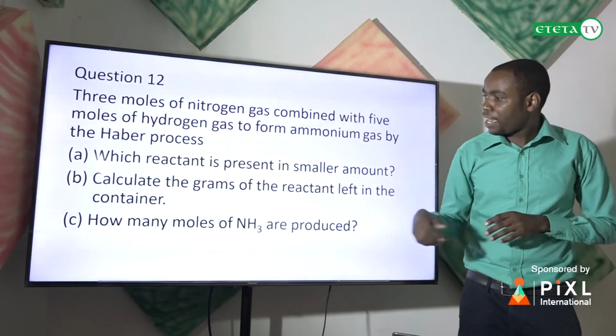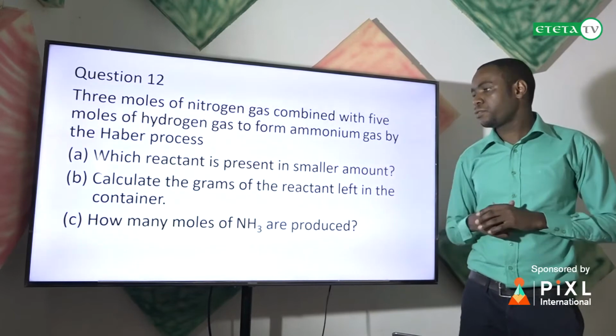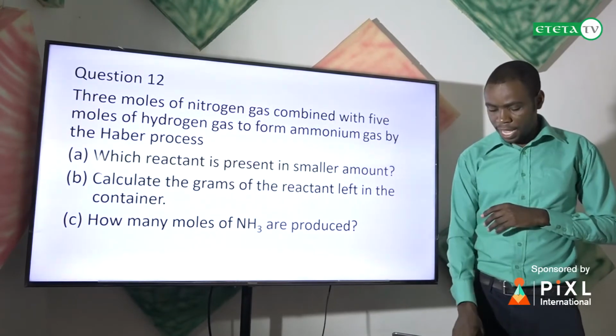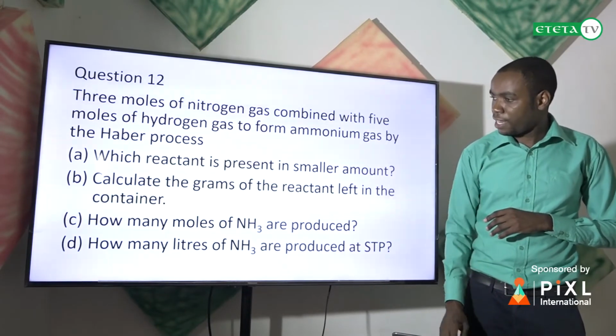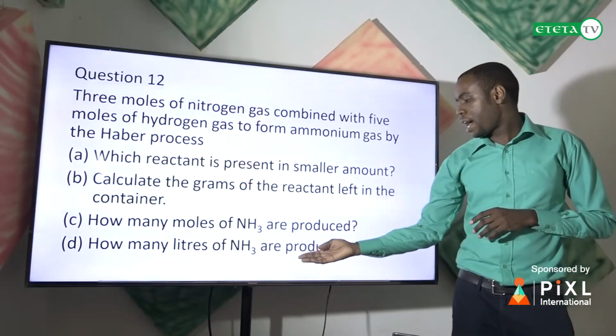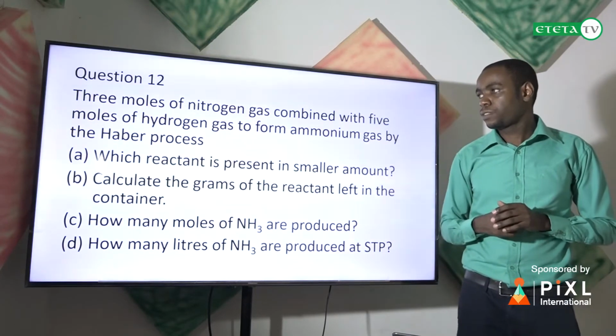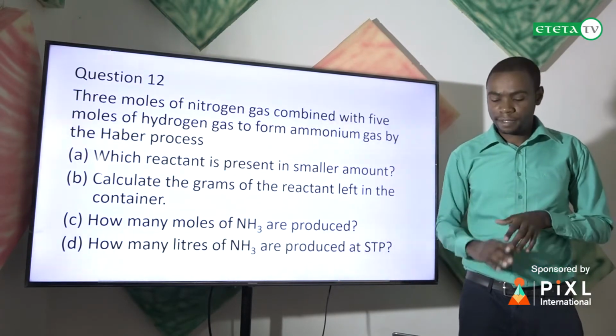C says, calculate how many moles of ammonia are produced. How many moles of ammonia are produced? And last says, how many liters of ammonia are produced at standard temperature and pressure? So there are 4 questions here.